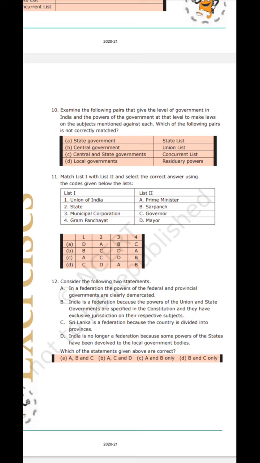Match list 1 and list 2 and select the correct answer using the codes given below the list. List 1: Union of India, State, Municipal Corporation, Gram Panchayat. List 2: Prime Minister, Sarpanch, Governor, Mayor.